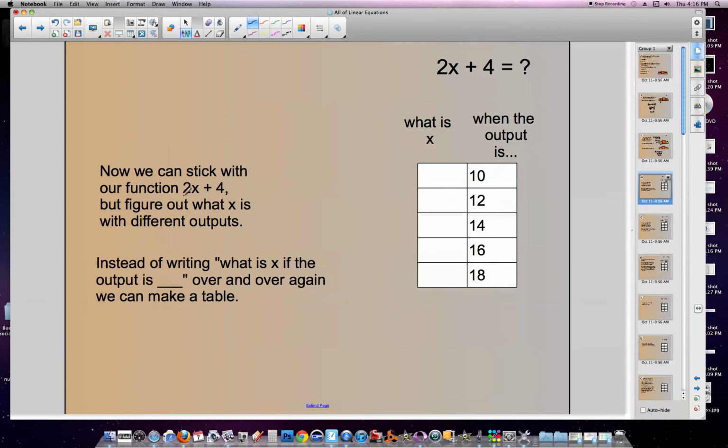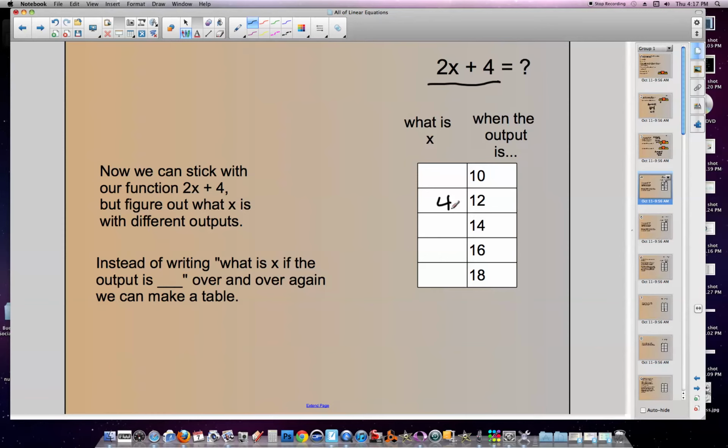So now we can stick with our function 2x plus 4, but figure out what x is depending on different outputs. Using this same function, instead of writing what is x if the output is something, I'm just going to make a table. I'm going to give a list of different outputs, and I want to figure out what went into this function to get these different outputs. We already said that if it's 12, then x must be 4. 2 times 4 is 8, plus 4 is 12.